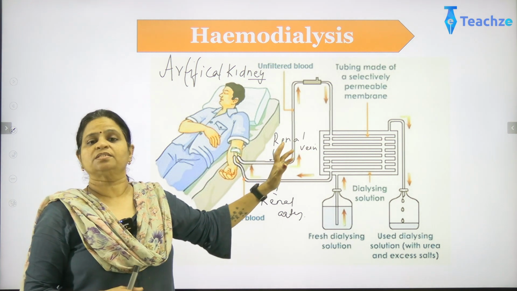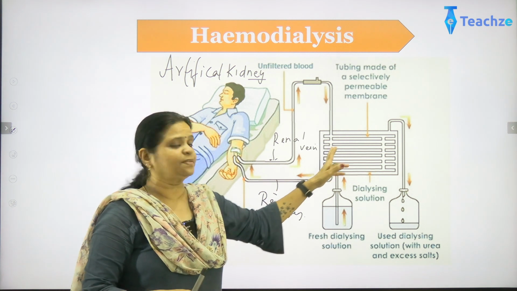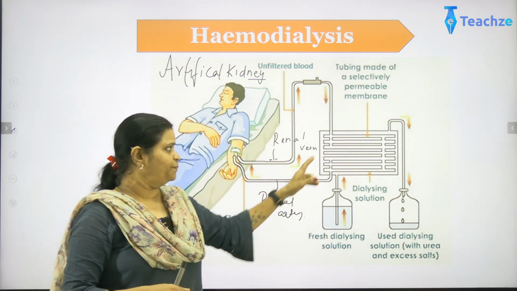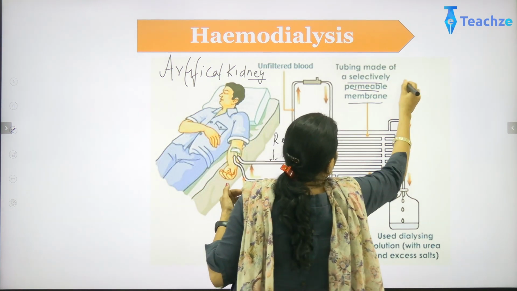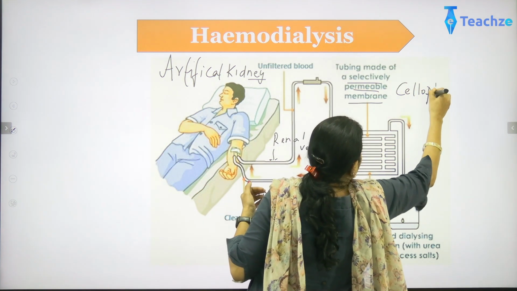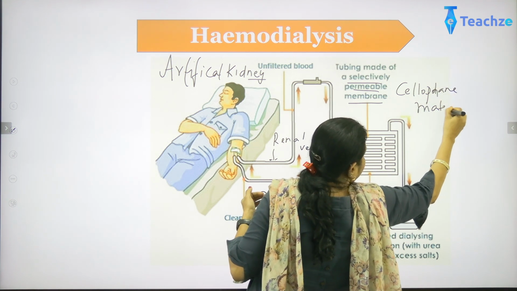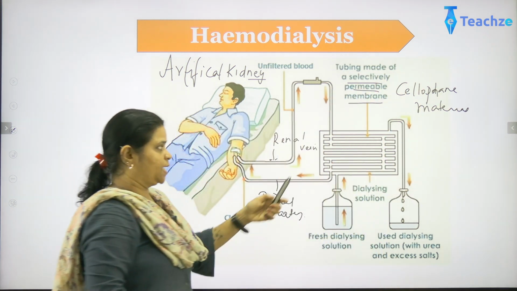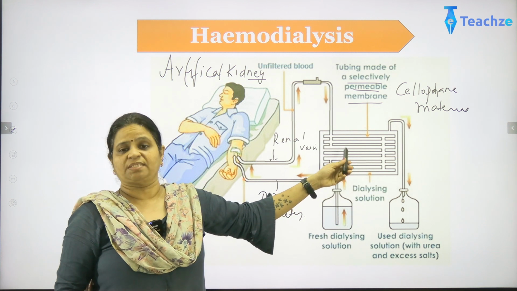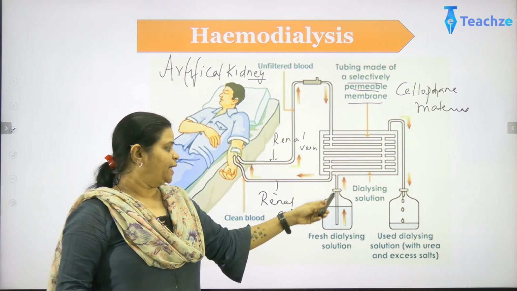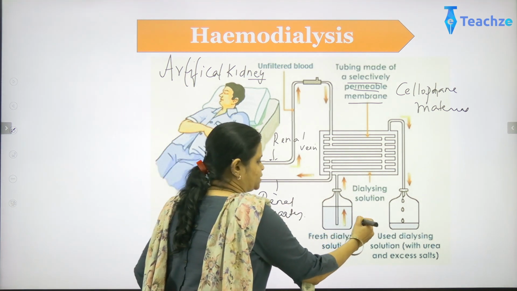Now, this system is called a dialyzer machine, and it takes the blood through the renal artery, where it is sent through a selectively permeable membrane made of cellophane material. Now, once the process is done, the blood passes through this cellophane, so that the nitrogenous waste is removed from the blood and transferred to the dialyzing solution.